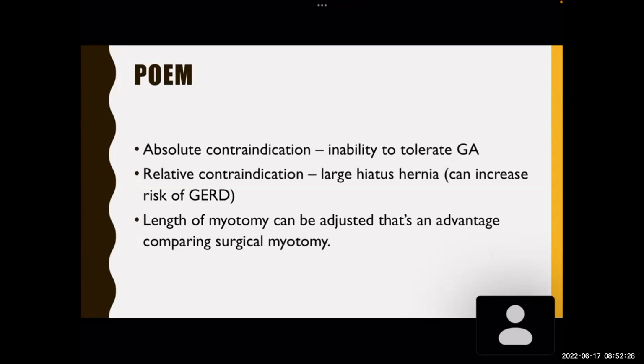And the length of myotomy can be adjusted, which is the biggest advantage, because we are doing it in our own vision, endoscopically. So that's a huge advantage when compared to surgical myotomy.